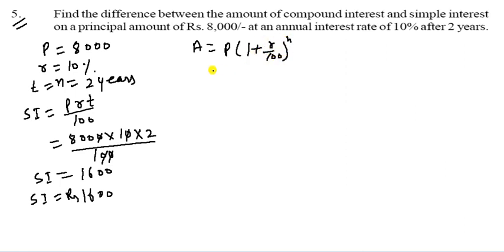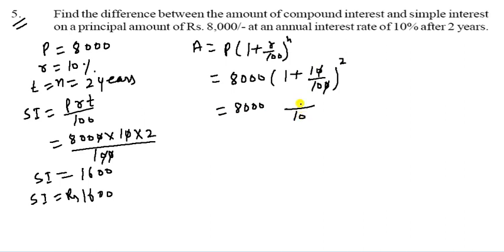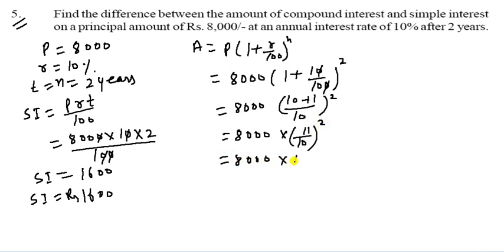Let us find the amount. Amount is equal to P into 1 plus R upon 100 to the power n. P is given as 8000 and 1 plus R is 10%. So 10 upon 100 and whole power is 2. So 0 will be cancelled out. So we get 8000, taking the LCM as 10. So 10 plus 1 and whole power is 2. So it is 8000 into 11 upon 10 and whole power is 2. So 8000 into 11 into 11 and here is 10 into 10.